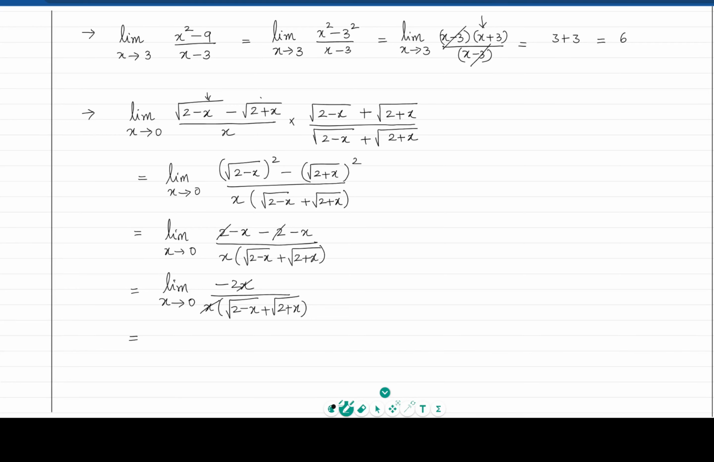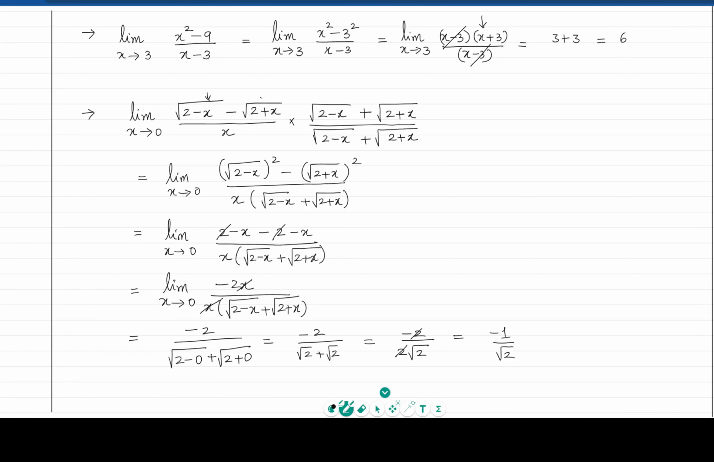And now at this stage, if I try to substitute the value of x as 0, I'll get negative 2 divided by square root of 2 minus 0 plus square root of 2 plus 0. So I'm left with negative 2 divided by square root of 2 plus square root of 2, which is negative 2 divided by 2 root 2. And I can cancel the 2's here, and I'll end up with the answer as negative 1 by root 2. So the limit of this function is negative 1 by root 2.